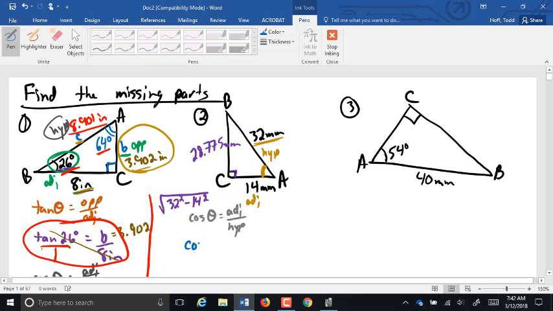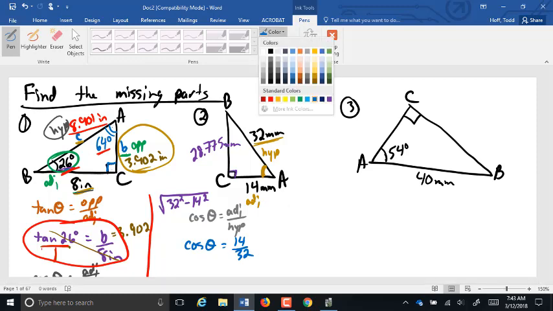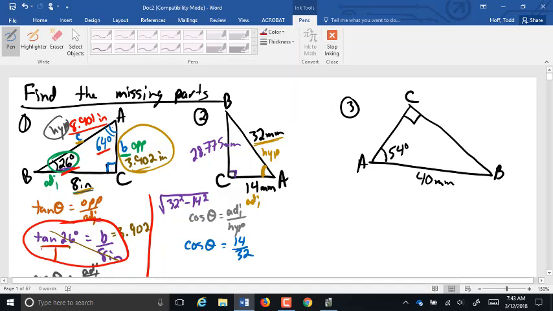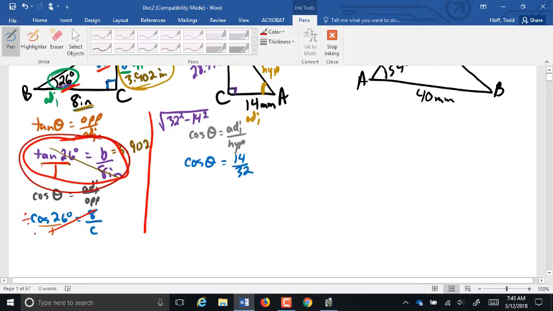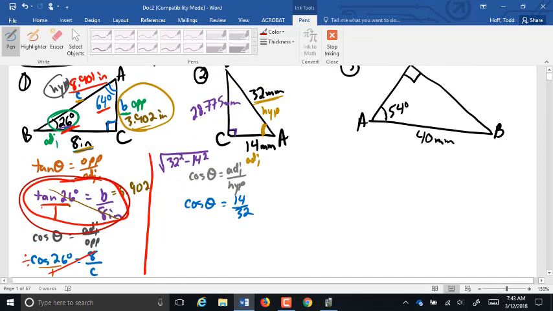We don't know the angle. We know the adjacent side is 14, the hypotenuse is 32. Now, over here, I knew the angles and I was looking for missing sides. This one's different. I know the sides and I'm looking for a missing angle. So to solve that one, I use an inverse trig function. This is the cosine, so I'm going to use an inverse cosine.